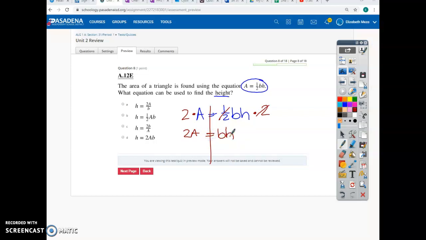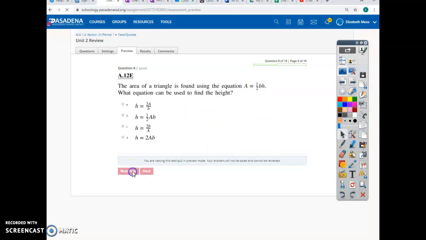And if I'm solving for h, how do I get rid of the b? Divide by b. So that's your answer. Choose it, and let's move on. Let's go to problem 9. We just have 2 more to do, and then you guys are doing the rest of them.